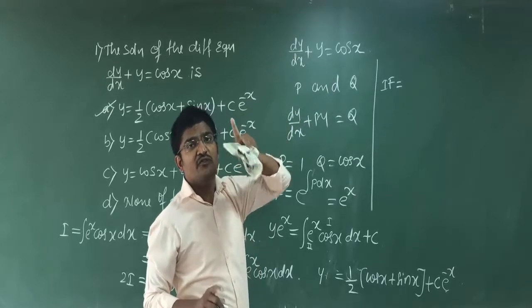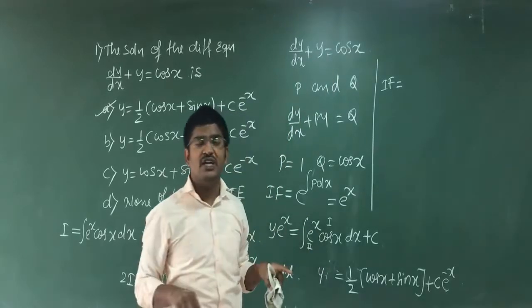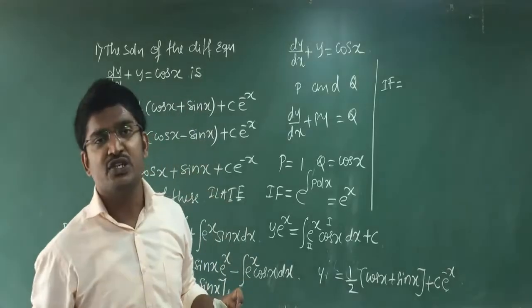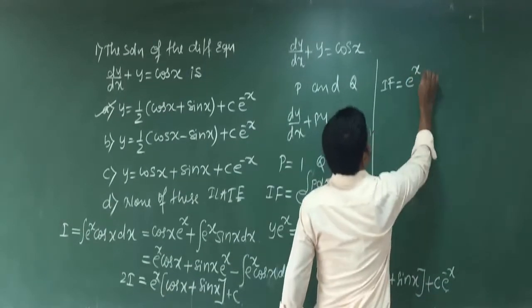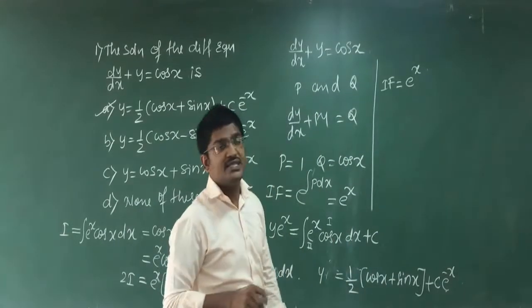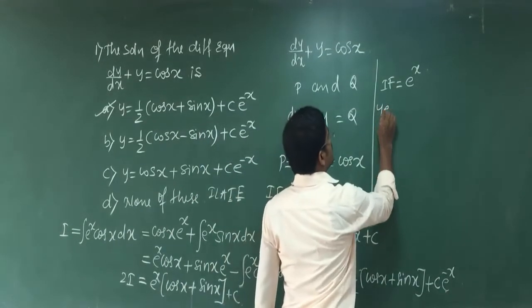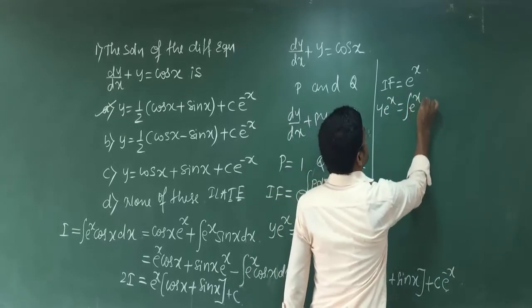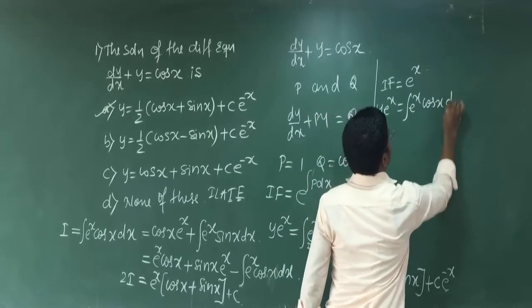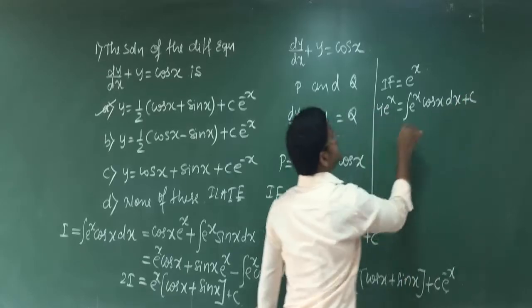If p is 1, you know the formula of integrating factor, e to the power of integration of 1 dx. So IF will be e power x. So if IF is e power x, it means y into e power x equals integration of e power x into cos x dx plus c. This has to be simplified.